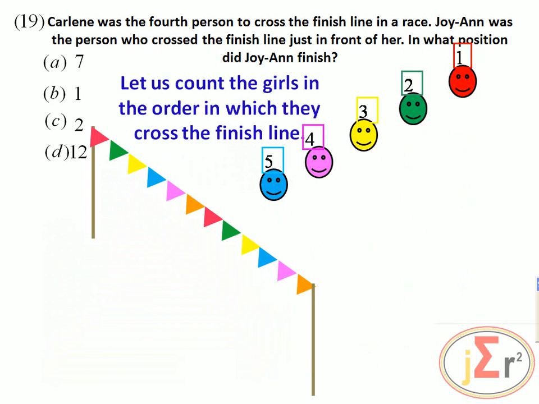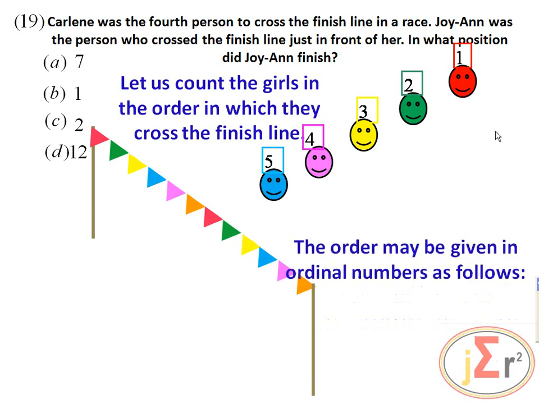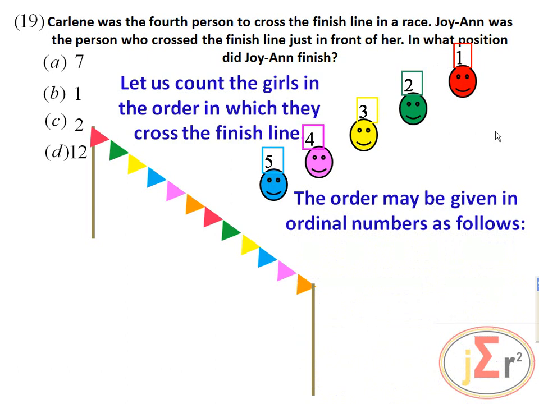So 1, 2, 3, 4, 5 of them. The order in which they crossed: this one, then this one, after that this one, and this one, and this one. So this one crossed the finishing line first. The order may be given in ordinal numbers as follows. Ordinal numbers tell the order in which events occur.